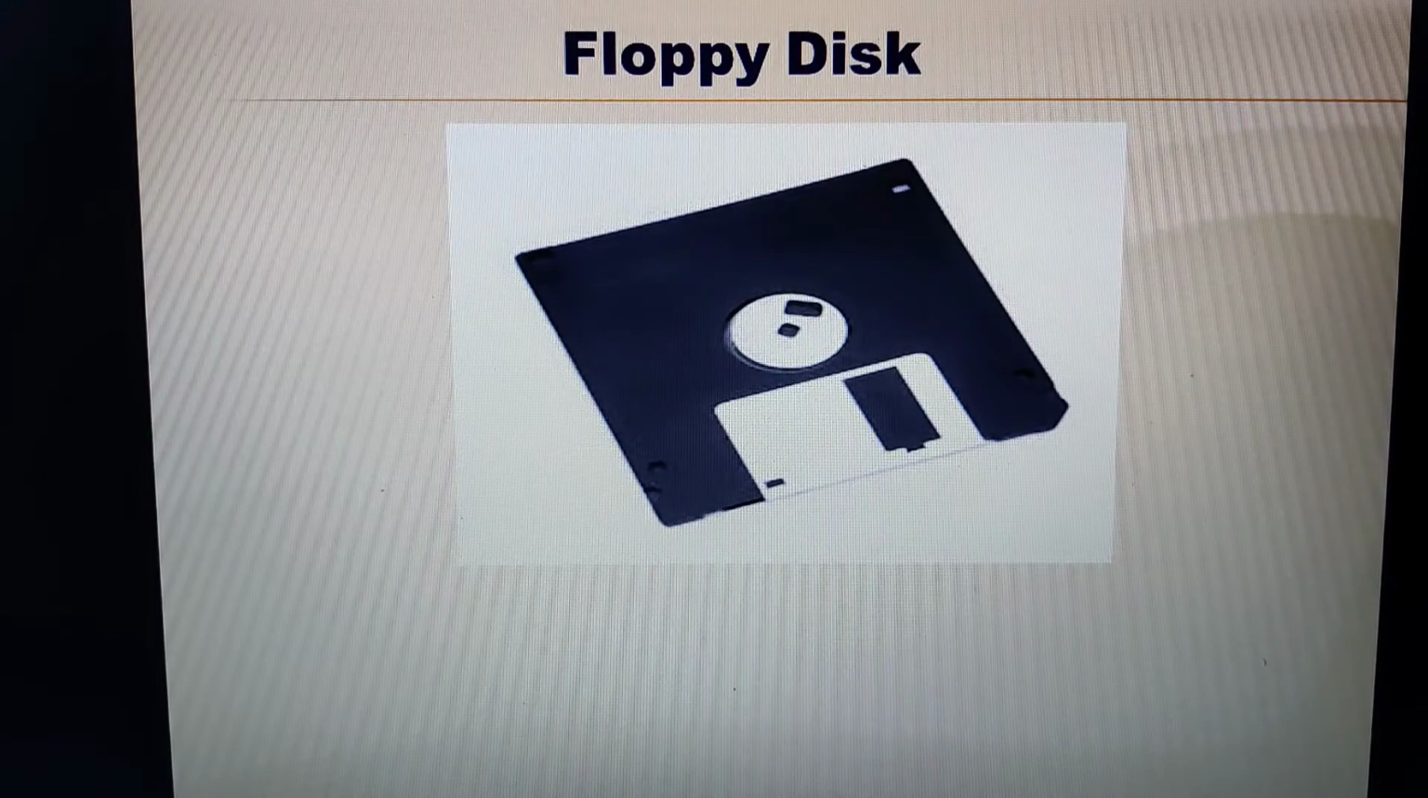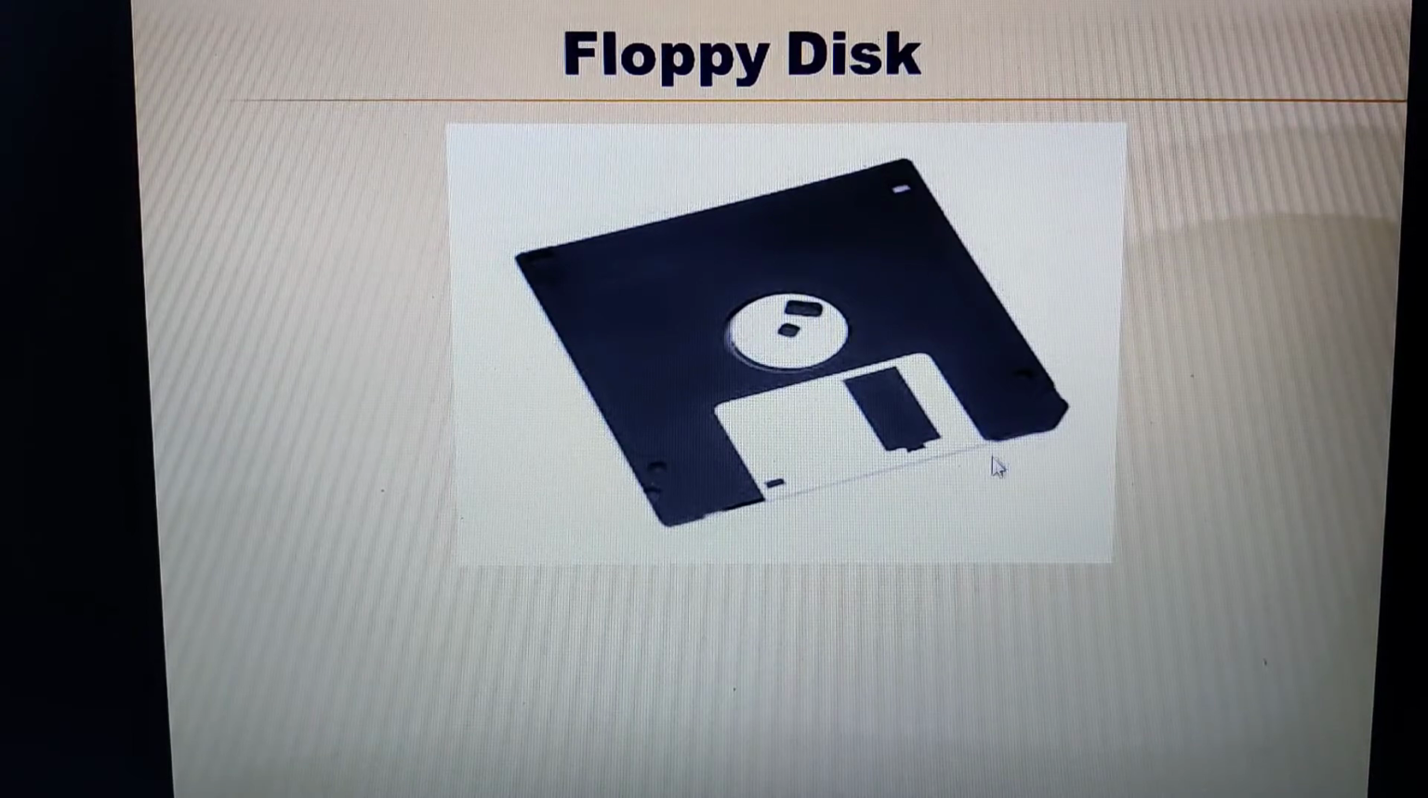Now in today's video class we shall discuss the floppy disk. As you can see here in the image, the floppy disk drive uses a thin circular disk for the data storage. You can see this is a floppy disk. It uses a thin circular disk for the data storage. It is a soft magnetic disk.